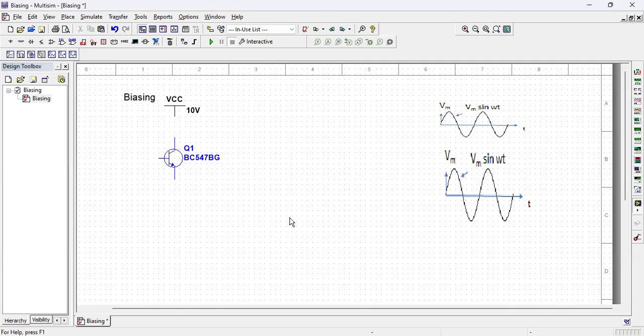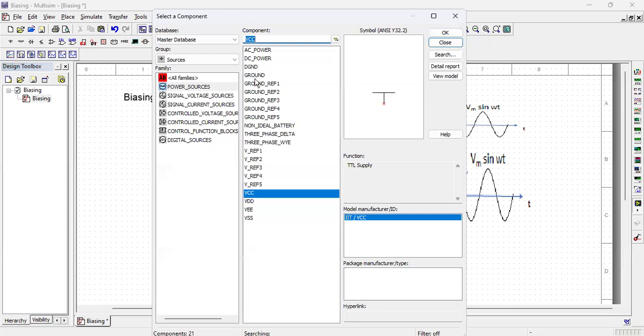10 volt is a nominal value for normal audio transistor operation. You should not use more than 15 or 20 volt in your laboratory, because up to 15 volt it is safe to use. You will not get any DC shock. And 10 volt is a nominal value. And what do we do? We connect the emitter to the ground.